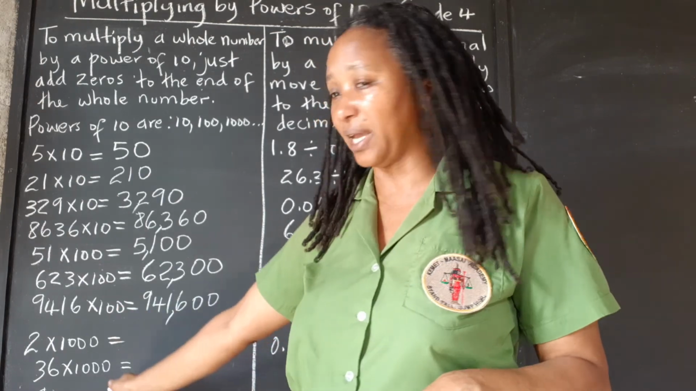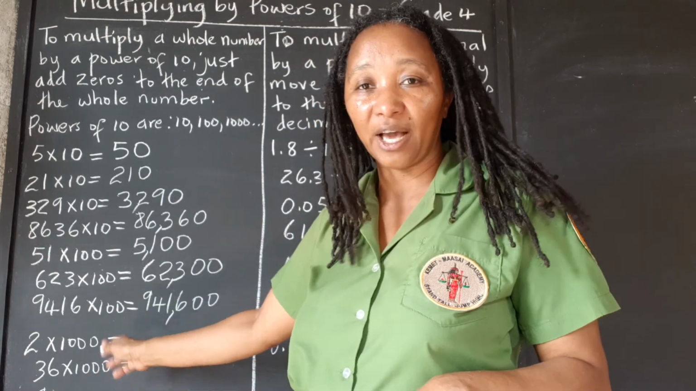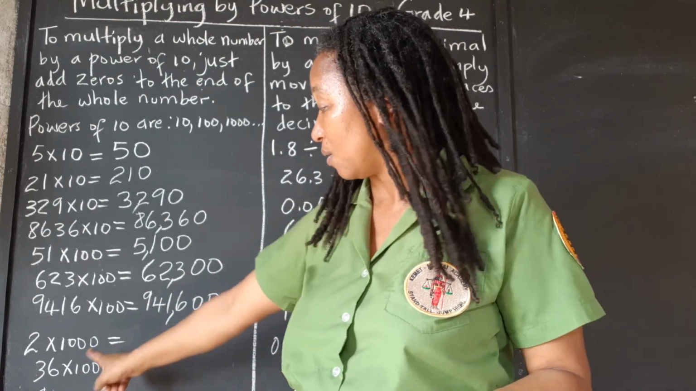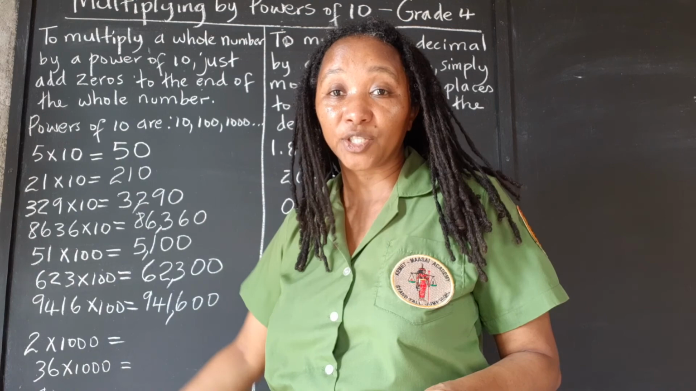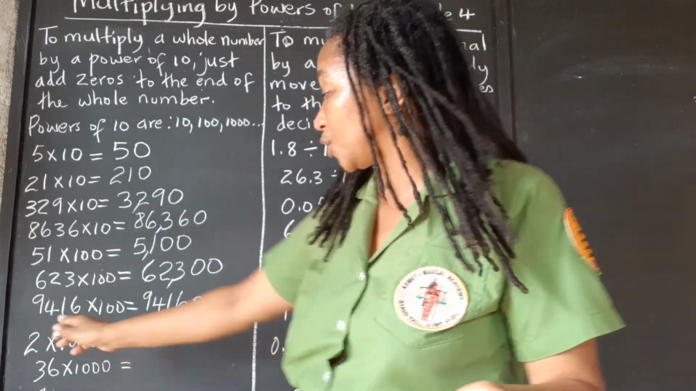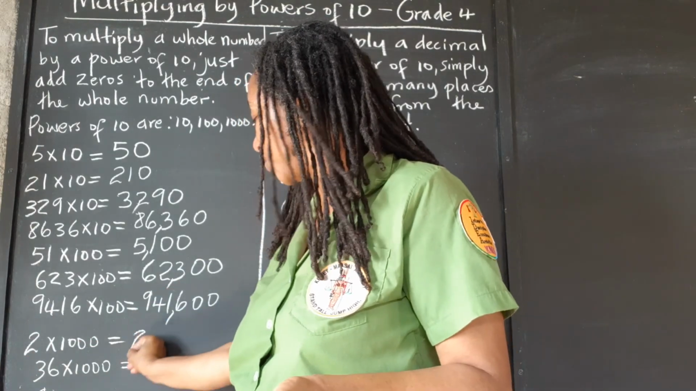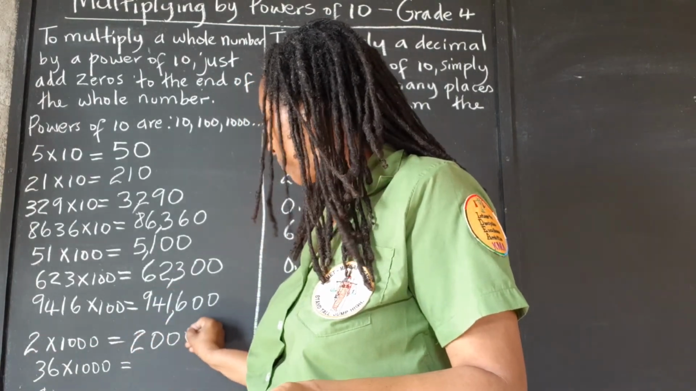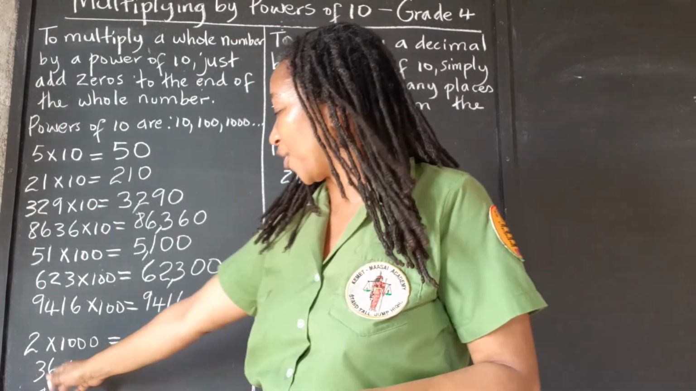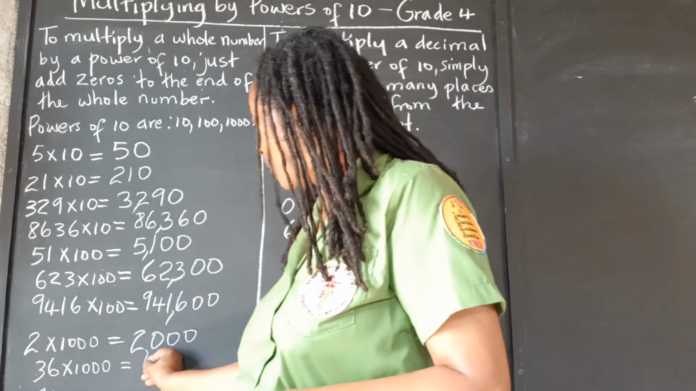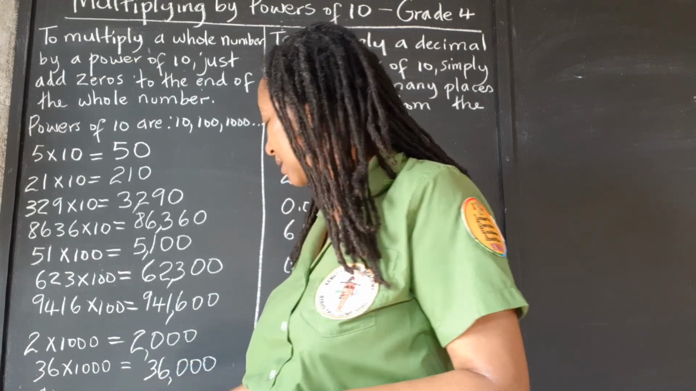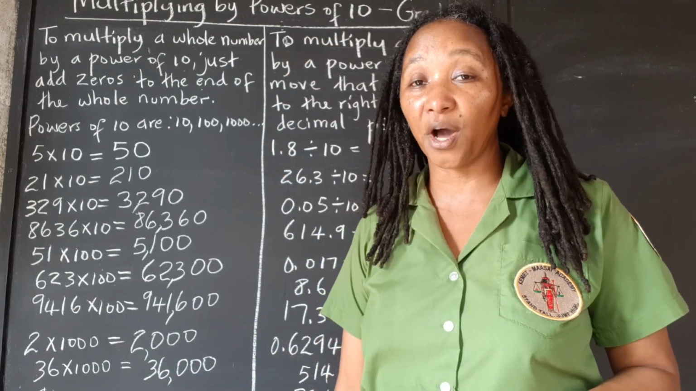So what would we do then if we're multiplying by 1,000? How many zeros are there in 1,000? 1, 2, 3. So it simply means we're just going to add 3 zeros to the end. So 2 times 1,000, we'd write back the 2 and 3 zeros. 2 times 1,000 would give 2,000. 36 times 1,000, we'd write back the 36, add our 3 zeros, so we would get 36,000.